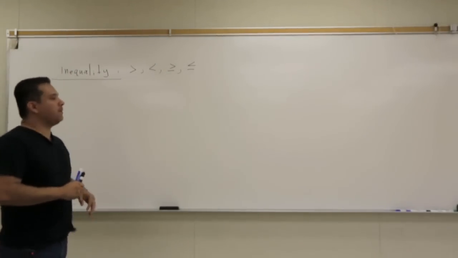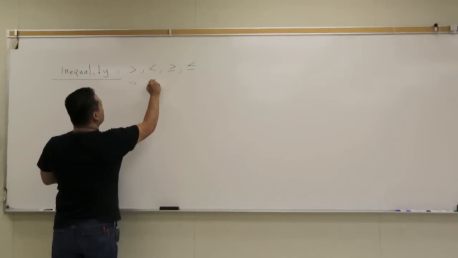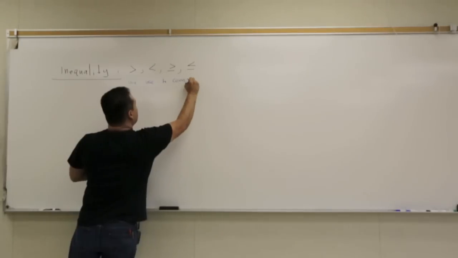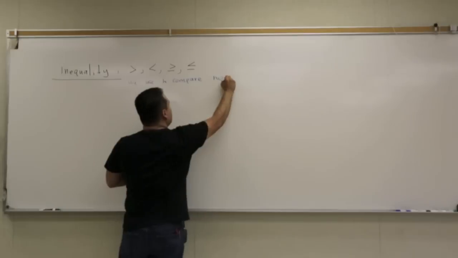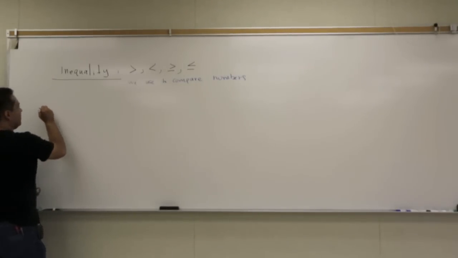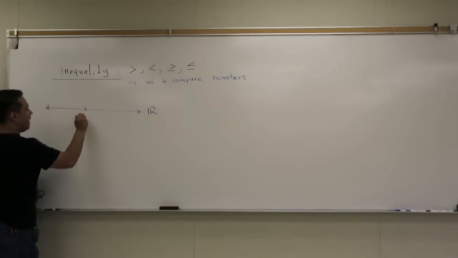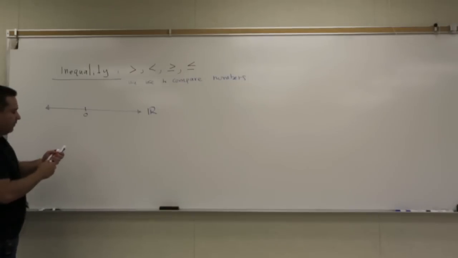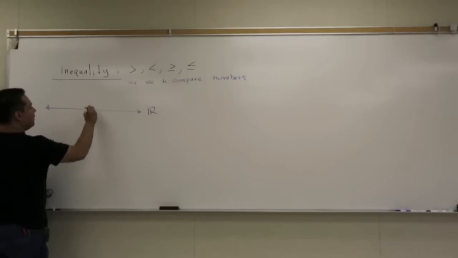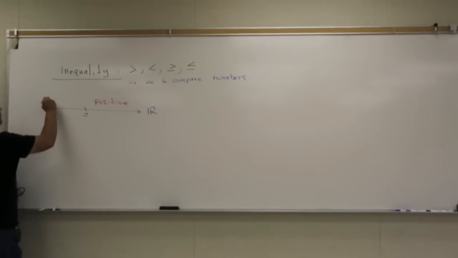Okay, so we have these symbols. We use these symbols to compare numbers. Let's go back and think about this comparison. Some of you, this is still kind of review. And here's a real number line. You have 0 in the middle. And what do you have on the right? Positive numbers live to the right of 0. Negative numbers live to the left of 0.